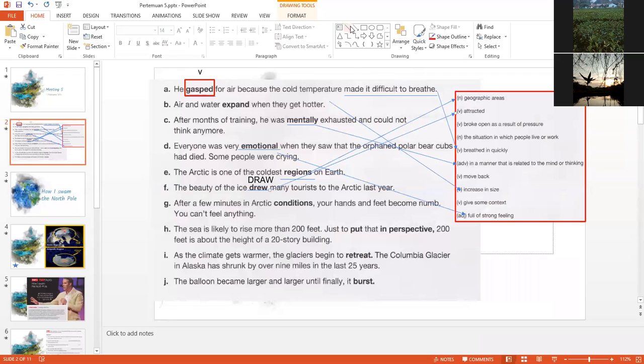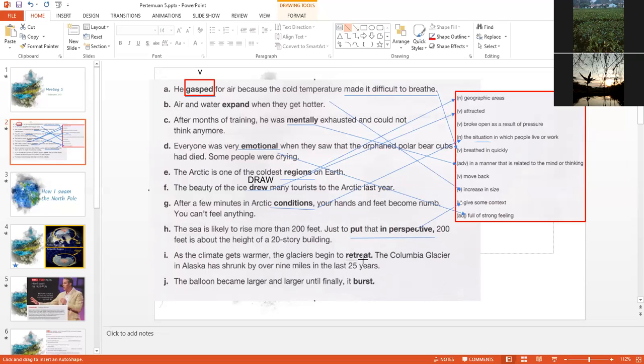Cool, bagus. Condition. Masuk ke mana? Condition is related to situation, right? So condition, this one is the situation. Karena ini juga noun-nya. Let's move it to this one. Put that in perspective. Masuk ke mana? Put that in perspective. Give some context, sir. Yes, good. Give some context. Just to put it in perspective, give some context.